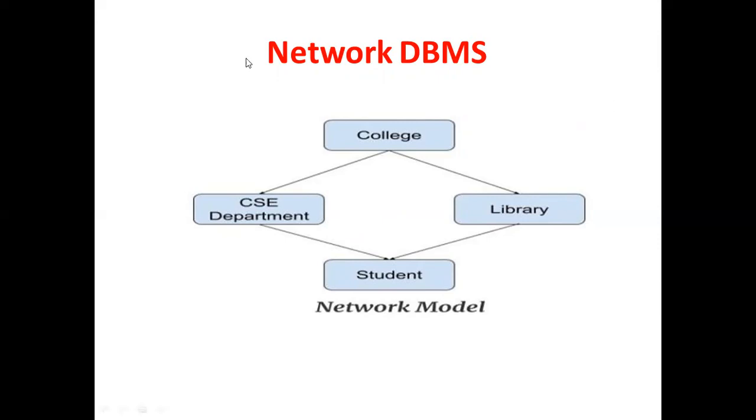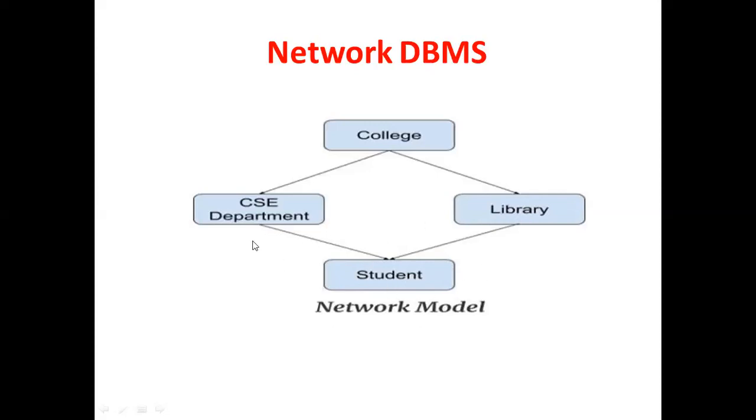As just shown in the diagram, the college has two criteria: one is department and the other is library. And there is another thing, a student, that is a child of this department as well as of the library. So you can say that this student entity has two parents, department as well as library.